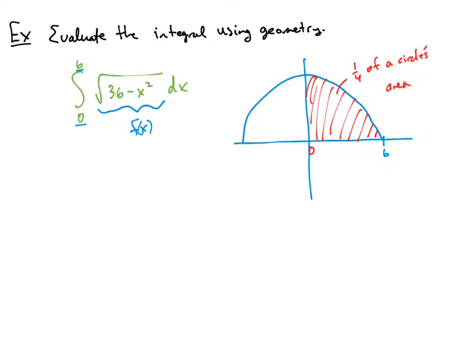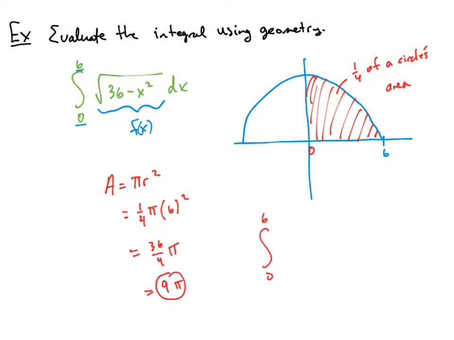So if we know that the area of a circle is pi r squared, we just need to take 1/4 of this. So we're going to say 1/4 pi. The radius here is 6. Okay, so 36 divided by 4 times pi is equal to 9 pi. So what that means is that the integral from 0 to 6 of this function, 36 minus x squared dx, is equal to 9 pi.